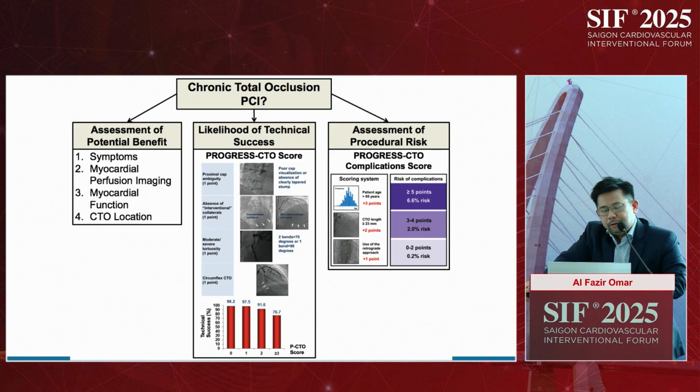So CTO PCI, when you have a patient that comes to your clinic, number one, you have to assess the potential benefit or symptoms. You have to show for any ischemia by some form of stress echo or myocardial imaging, and assess CTO complexity. And then you look at the patient itself and the lesion now. You can look at the JCTO score. You can look at the PROGRESS CTO score. And also you have to have the assessment for the procedural risk, okay, the PROGRESS CTO complication score.